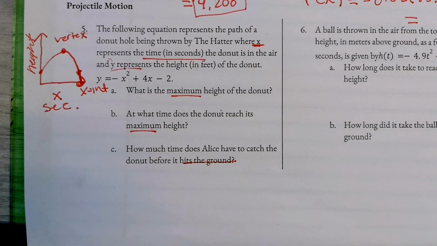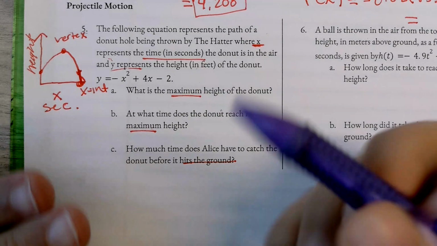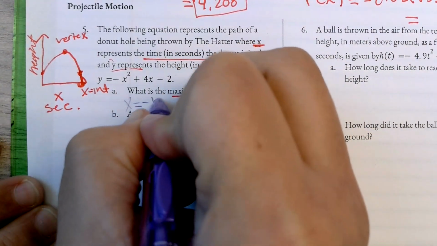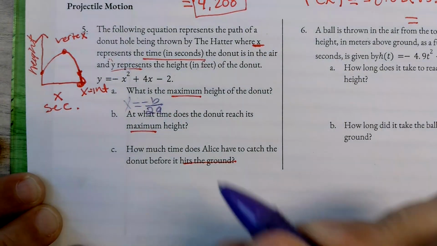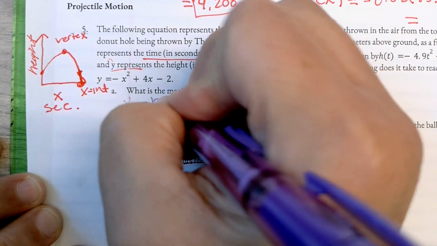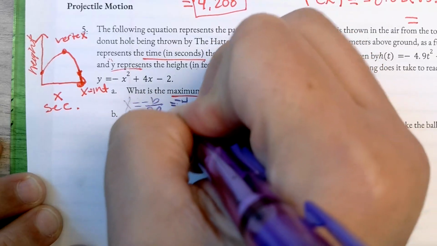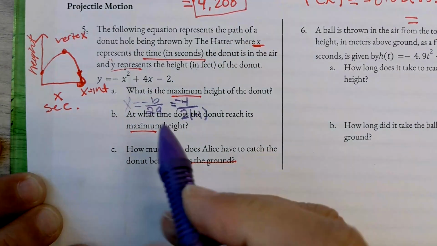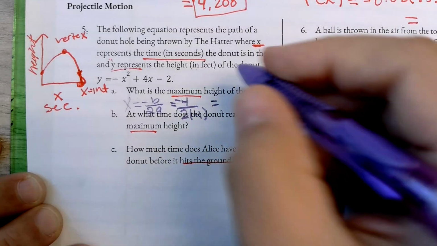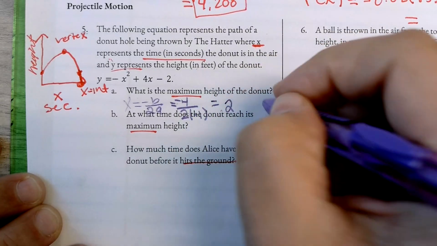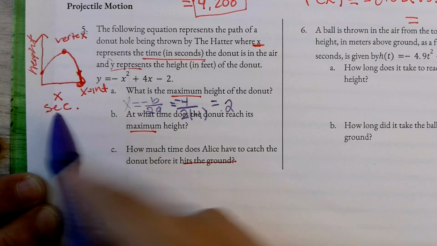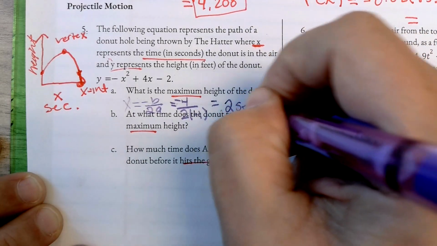Okay, if we're looking for maximum height, that's still the same equation. Even though we're in a different type of problem, we're still doing x equals negative b over 2a. So x equals, the opposite of a positive 4 is negative 4 over 2 times negative 1. I'm sorry that I wrote over that. I'm a crazy person. So this is positive 2. So the maximum height of the donut is 2 seconds.